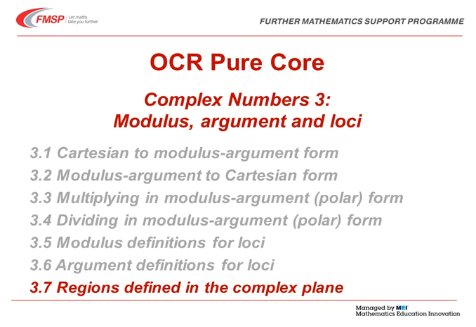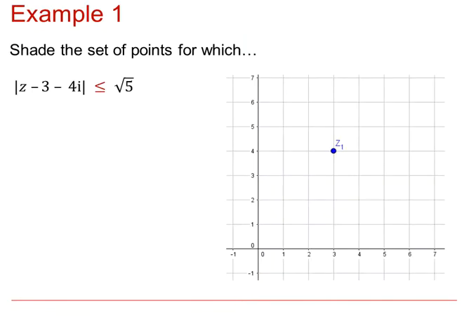Hello, this is the 7th video of the 3rd complex number series of OCR Pure Core AS Further Mathematics, and it considers the regions defined in the complex plane. We have previously looked at loci, sets of points obeying given rules. Regions are usually shown as shaded, including the area of points within. An example is given in this slide, where we are going to shade the set of points for which the modulus of z minus 3 minus 4i is less than or equal to root 5.